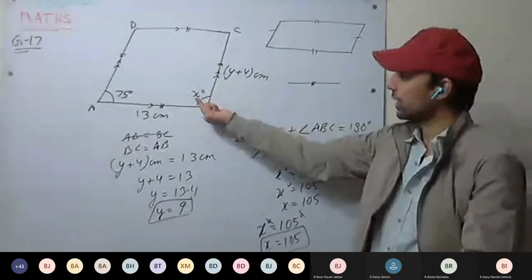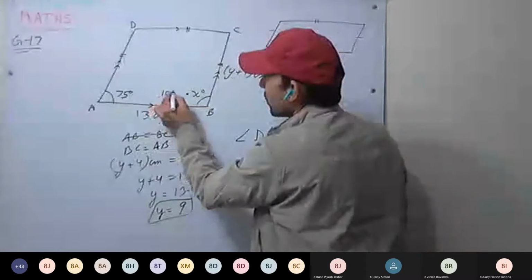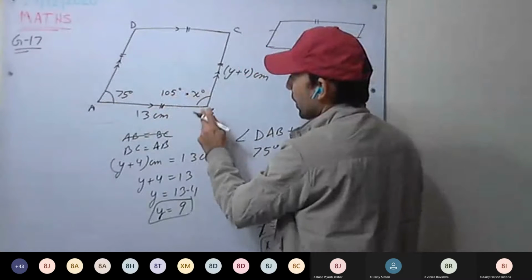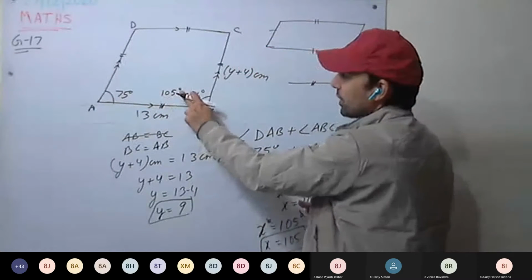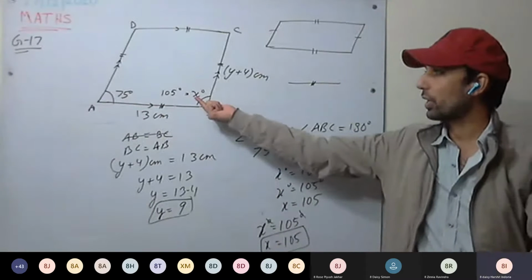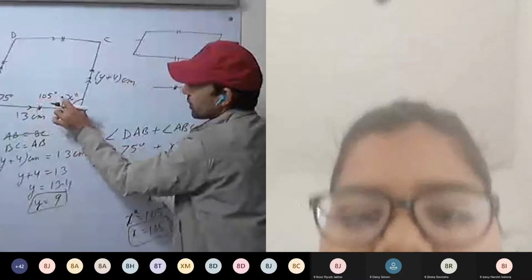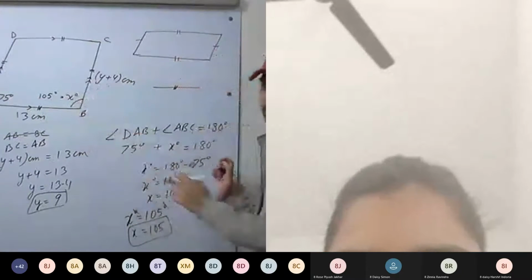And what is the value of this angle? Put the value of x. It will be 105, then degree. So this angle is 105 degree. Have you understood? Value of x is 105. In place of x, put 105, so we'll have 105 and then degree.